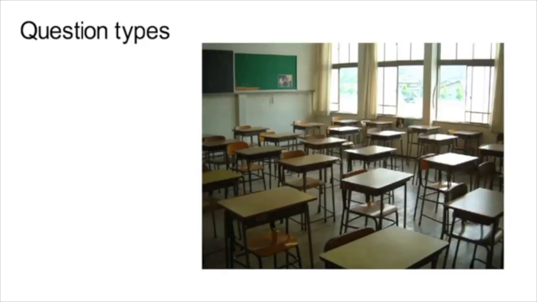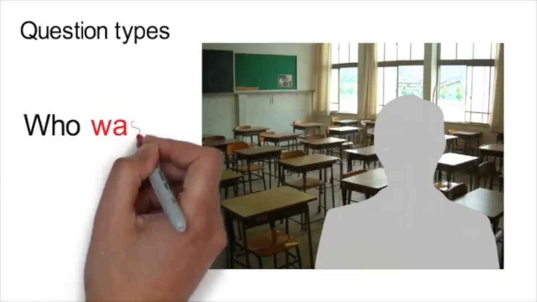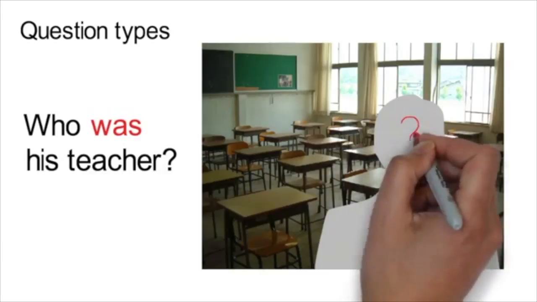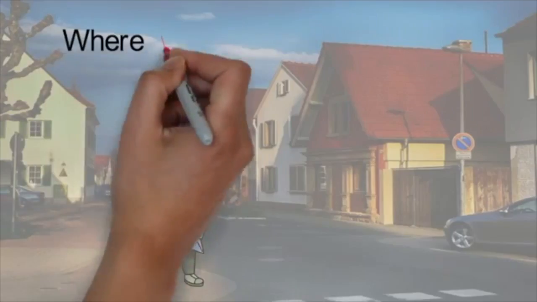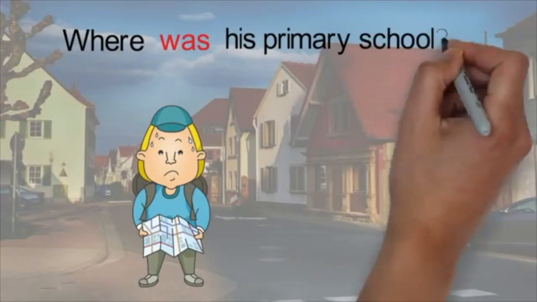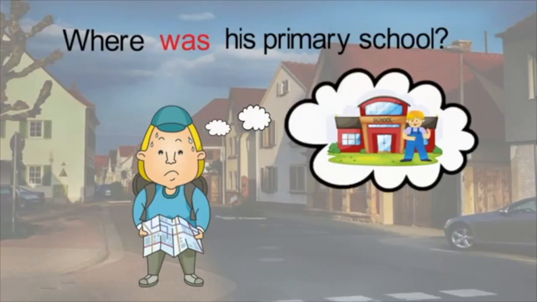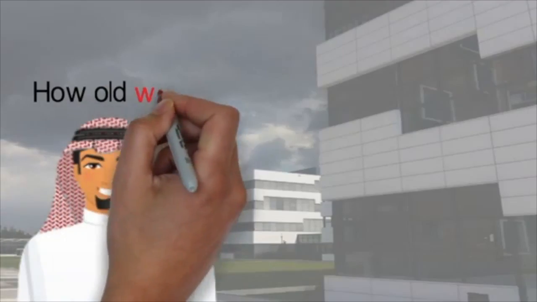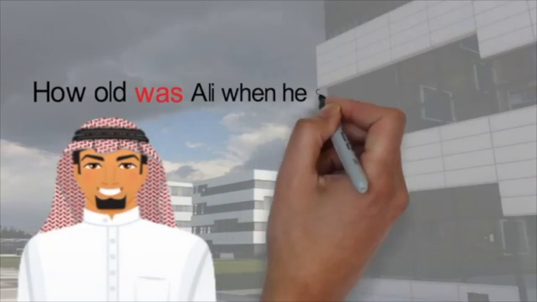Here are some examples. Who was his teacher? Where was his primary school? How old was Ali when he started university?